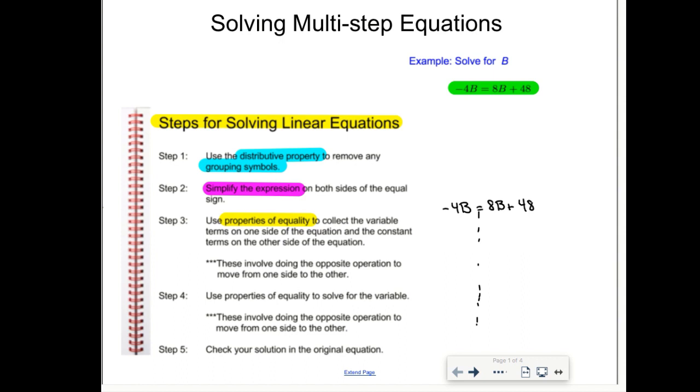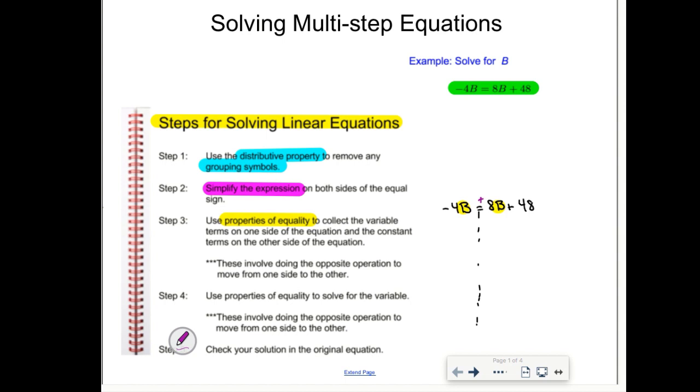This step tells me to move and get the variables on one side. So if I look, my variables are here and here. So I need to move one of those to the other side. My advice is to always move from the side that has two terms. So I'm going to move the 8b. The 8b is a plus because there's nothing there, so we assume it's a plus. How do we undo a plus 8b?